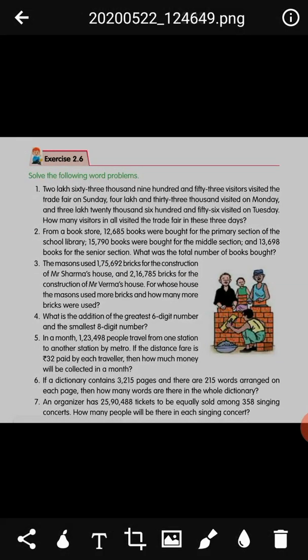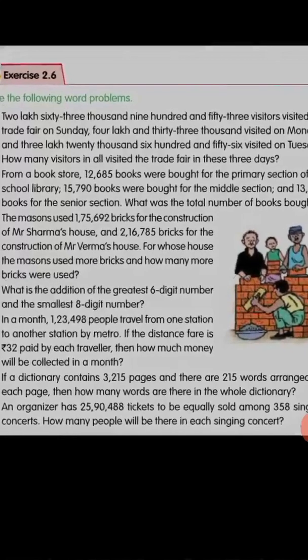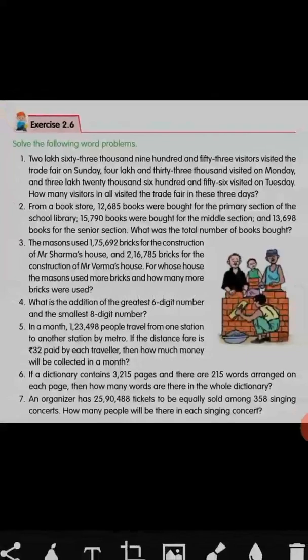Now see question 6. Question number 6. If a dictionary contains 3,215 pages and there are 215 words arranged on each page. Each page means on one page. On one page there are 215 words and number of pages are 3,215. So what you need to find? How many words are there in the whole dictionary?